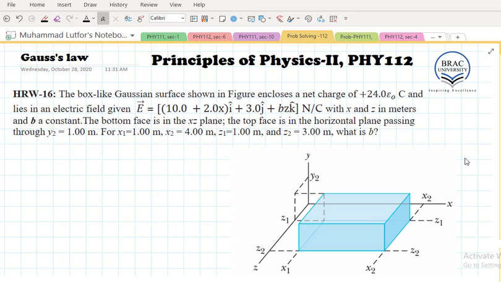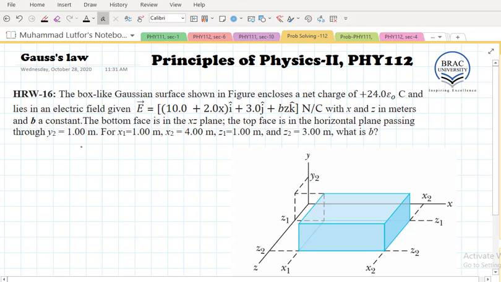Hello everyone, this is the problem from Gauss's law. In this problem, they said that a box-like Gaussian surface shown in the figure encloses a net charge of plus 24 epsilon naught coulomb. And this Gaussian surface lies in an electric field.